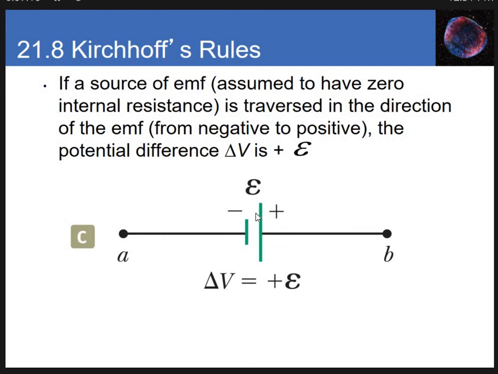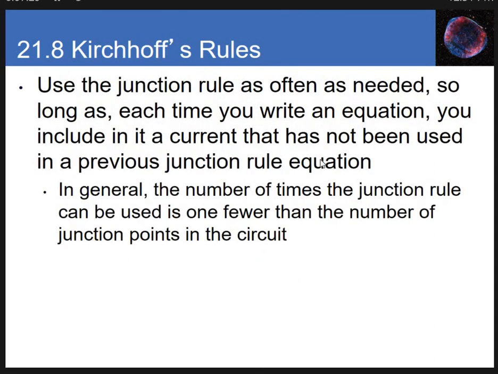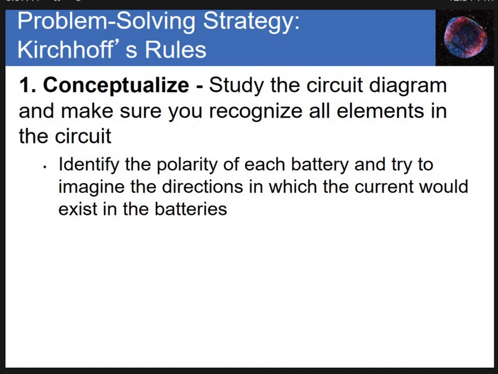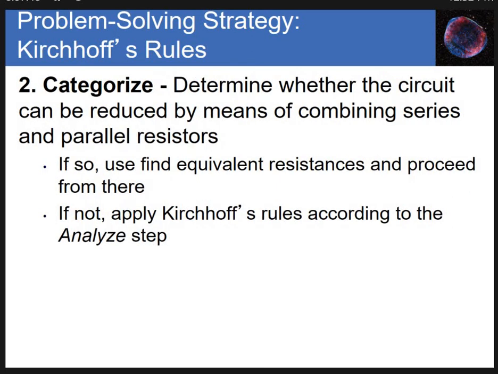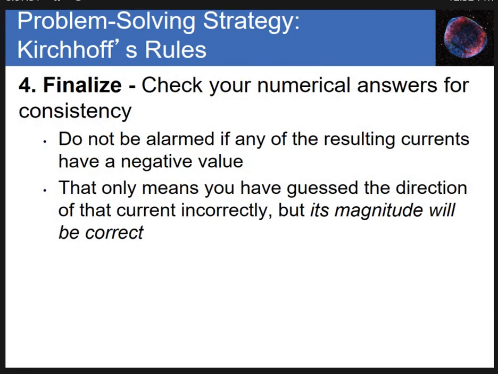Sometimes the source could be the thing that polarizes, which is the voltage. Let's see another one. There's another polarization depending on the direction of the loop. We're going to use the loop rule as needed. The loop rule can be used as often as long as a new circuit element appears in each new equation. Here you can read the conceptualization. Let's keep going, and read this on your own, guys. Keep reading this and finalize it.